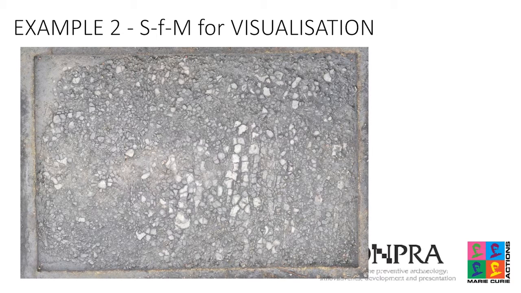The other example is SfM for visualization. This is a Tisa house that we found in 2015, an orthogonal view with the debris of the walls and finds in situ.